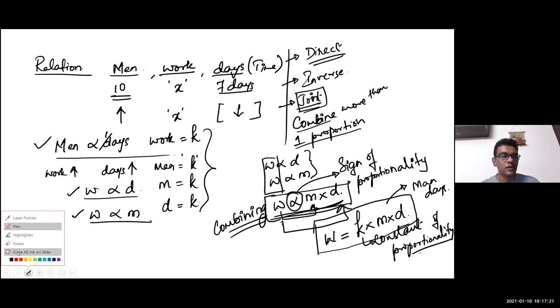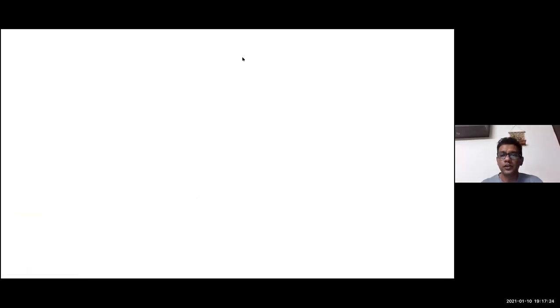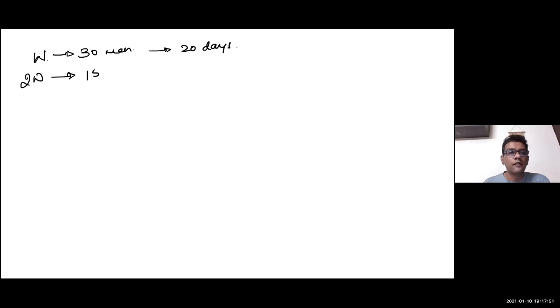I'm erasing this sheet. So where do we use this and how do we use this? The question can be as simple as this: there is a work which 30 men can do in 20 days. Now the question is, if twice the work has to be done by 15 men, then how many days will I require? So let's assume this is the question.